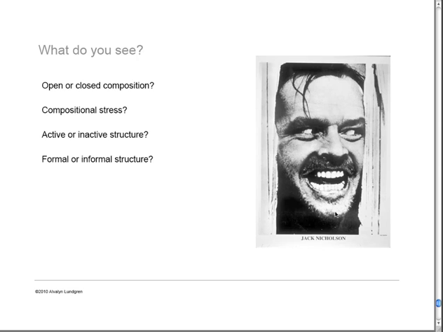Compositional stress is vertical all the way through. It is an inactive structure. We don't see it. And then the next question is, is it formal or informal? It's actually formally structured, and by virtue of how the space is divided, we see that this is not a fluid, free-form structure. It is formal, which also is helpful in keeping us at a distance from what this is communicating.